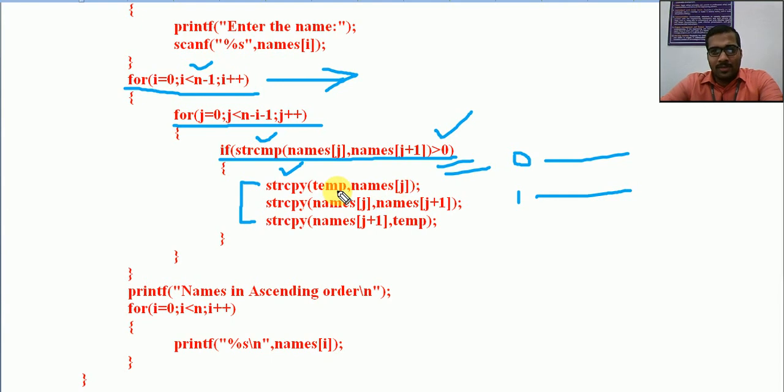It is the same operation as in integer element sorting. Then strcpy names of j, and names of j plus 1 will be copied to names of j. Then temp will be assigned to names of j plus 1. So this will be moved to this one and this will be moved to this one. Clear? Then this loop will be continued for the first phase, which depends on the number of strings present.